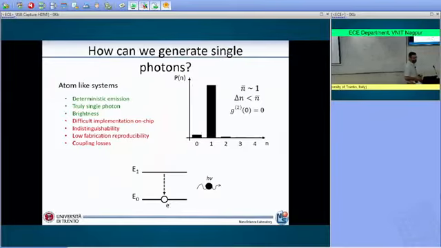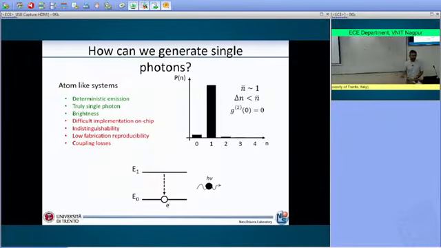So then there is another possibility. We use an atomic system. What we do is that we have a 2-level system, like in a quantum dot, like in an atom, like in a defect center. So there are many implementations of this 2-level system. And then in this case, we simply excite the electrons to the high energy level, and the relaxation of the electrons generates one photon.